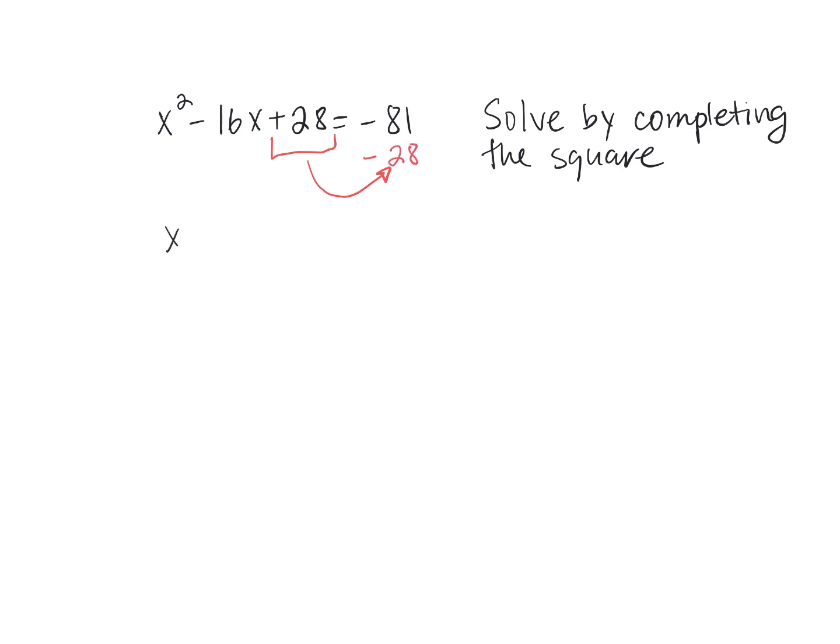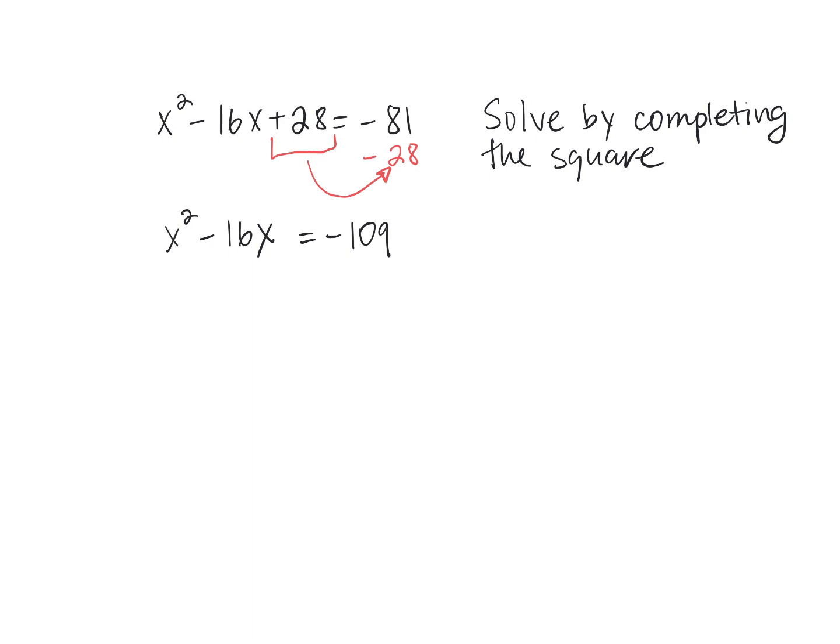Now you have x squared minus 16x equals negative 109. In some questions, there will be no number like this 28 on the same side as the x squared and the x. In this case, you just skip the step.